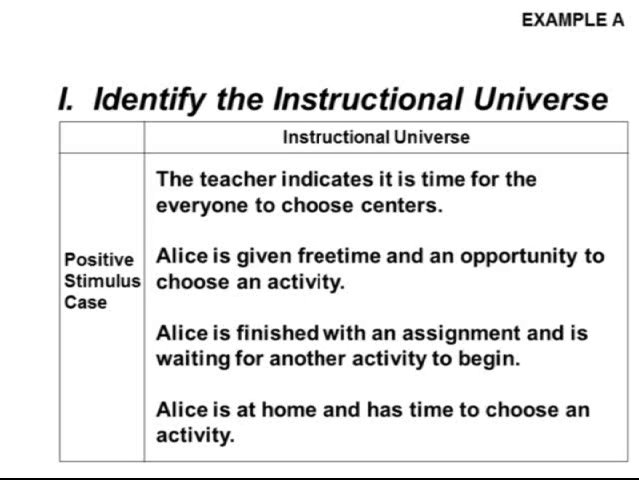So in the case of our example, the teacher indicates that it's time for everyone to choose centers. That's one situation. Or Alice is given free time and she has the opportunity to choose an activity. That would be a second situation. Or Alice is finished with an assignment and she's waiting for another activity to begin. Or she's at home and she has time to choose an activity. These would all be appropriate and acceptable times for her to request the art activity. So this is our positive stimulus case, or they are positive teaching examples.